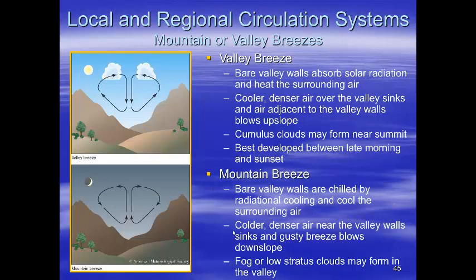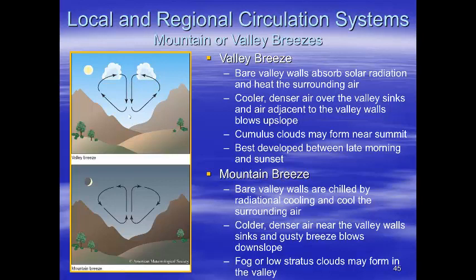A similar circulation pattern forms from mountains. So we have a valley breeze, and what happens is the bare mountain walls absorb solar radiation quickly and heat the surrounding air. So at these walls, this becomes buoyant and moves up the mountain. We can get clouds to form. So if we have two mountain ranges, what we get is subsidence in the center. So the air heats, rises, expands and cools, clouds form, and then subsides.